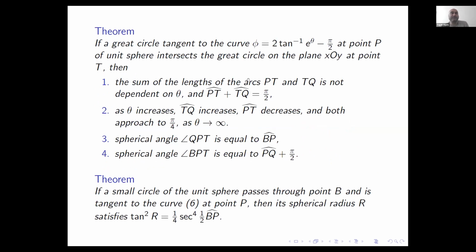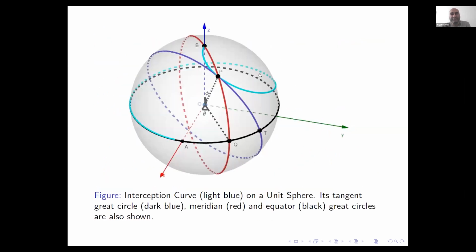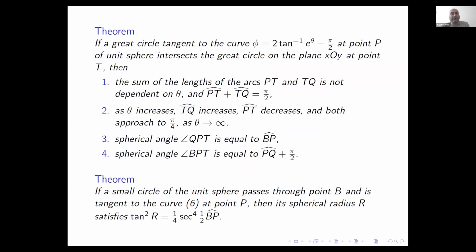The first property says that the sum of the lengths of the arcs PT and TQ is not dependent on theta. And this sum is equal to pi over 2. Here T is the intersection of the great circle tangent to the curve at P with the equator. Okay, we can look at the picture again, maybe. So this blue great circle is tangent to the curve at the point P, and it intersects the equator at T. Then the first property says that PT plus TQ, as arcs, is constant. It is always equal to pi over 2.